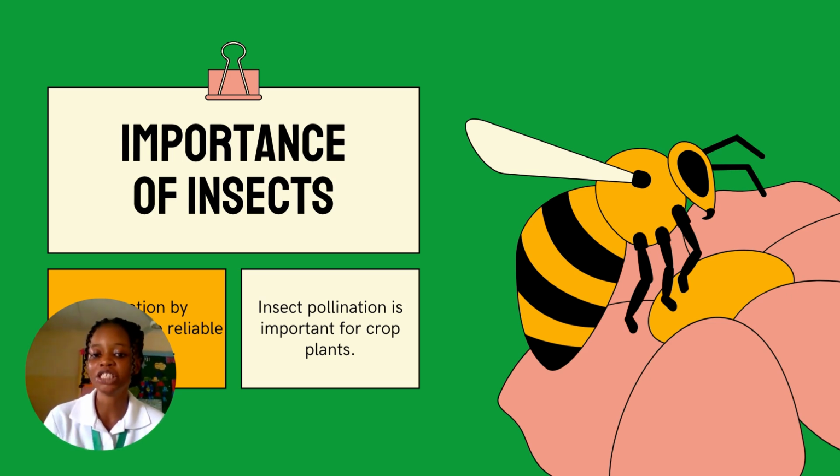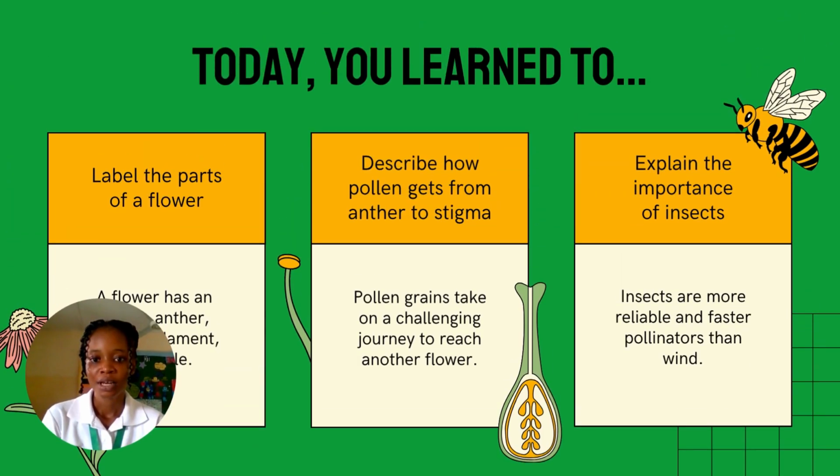Now, insects are very important because they are one of the major pollinators. They are one of the major agents of pollination. They are very important and extremely reliable for pollination to occur. The importance of insects in this journey cannot be overemphasized, because they are the ones that make sure these pollen grains are moving from one flower to another and ensuring that reproduction continues.